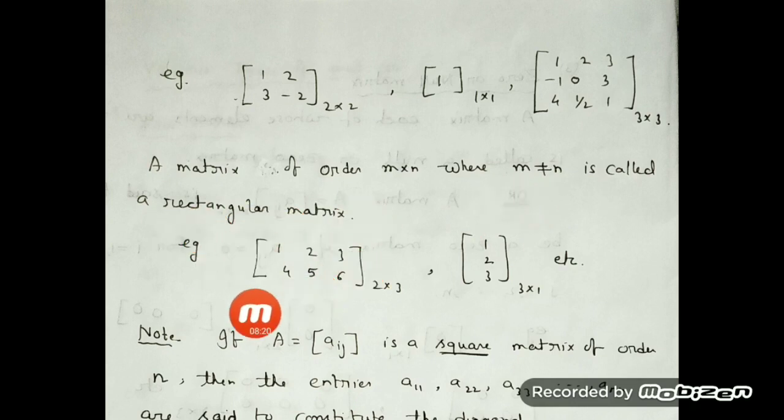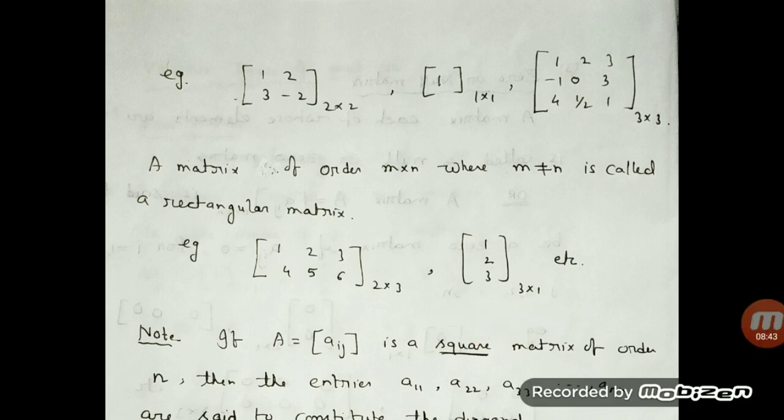For example, this one. Here the number of rows is 2 and the number of columns is 1, 1, 2, 3. So this is a rectangular matrix. In this case also, you see how many rows there are. Always count rows first, the horizontal lines: 1, 2, 3. So 3 rows and 1 column. So this is a rectangular matrix.